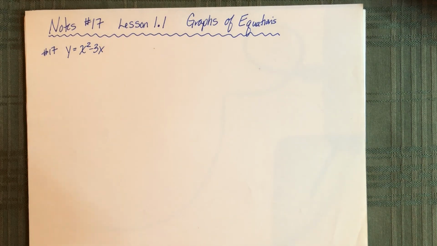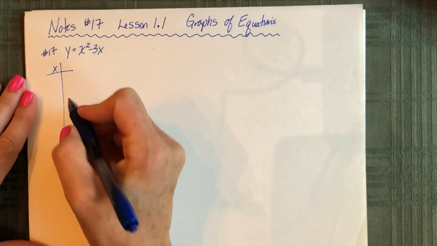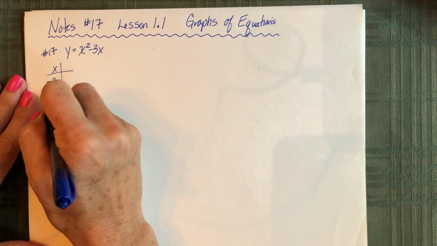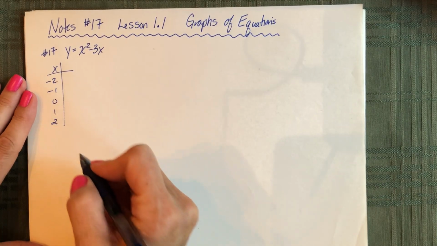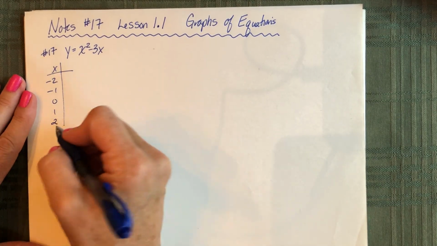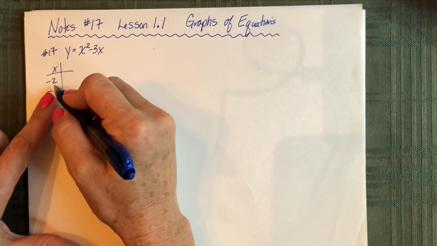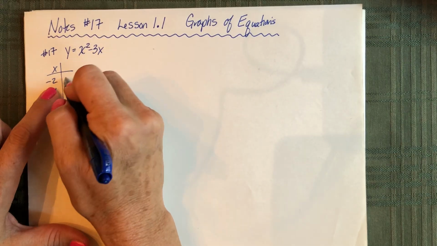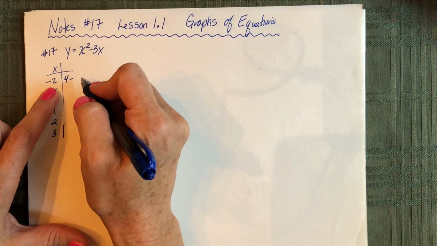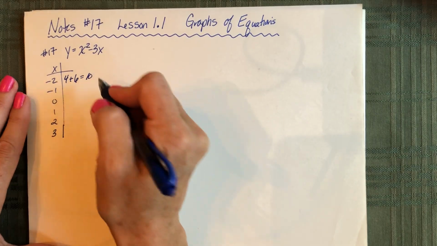Maybe back in the day, you would start by making a t-chart. We all love our t-charts. Maybe you put in -2, -1, 0, 1, 2, and to see what's going on, maybe we'll even put in 3. And so you put your values in. You're going to put a -2 in for the x. So -2 squared is 4 minus 3 times -2. That's going to be plus 6. That would be, of course, 10.